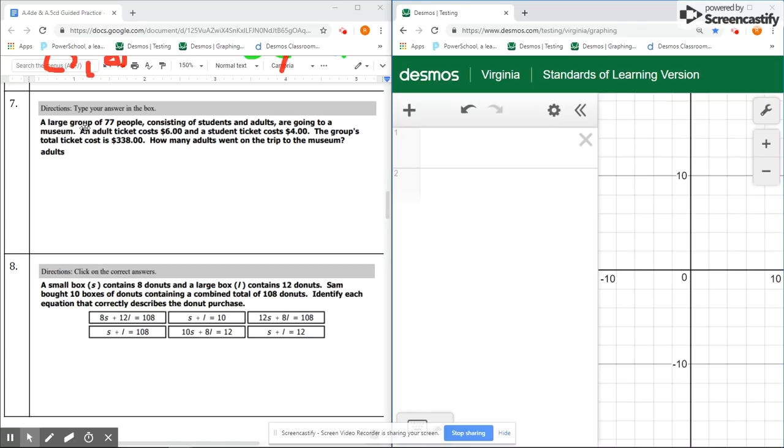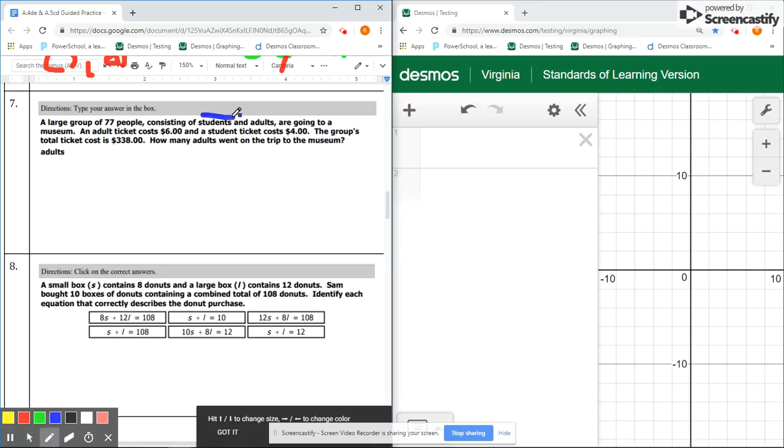One large group of 77 people consisting of students and adults are going to a museum. An adult ticket costs $6 and a student ticket costs $4. The group's total ticket cost is $338. How many adults were on the trip to the museum? So we have a couple different things here. We have students and adults.